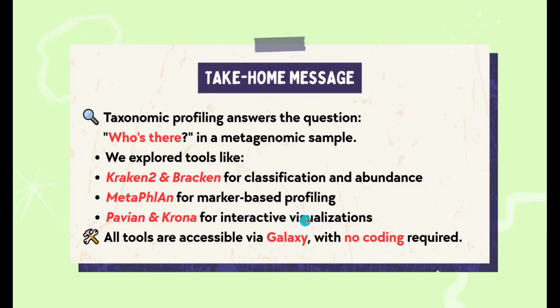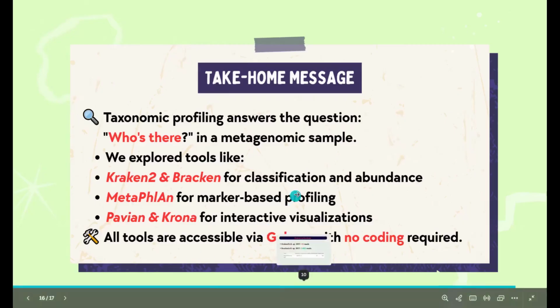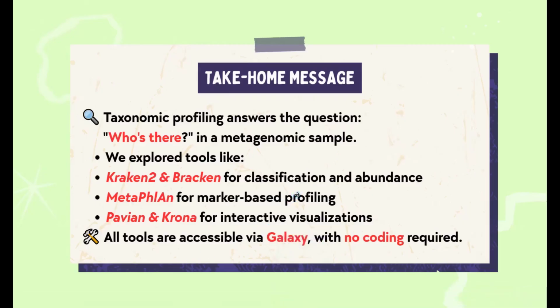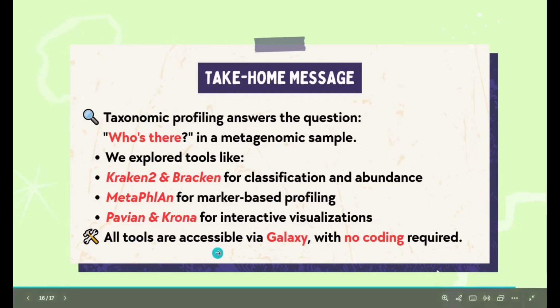Finally, we have discussed the important facts when it comes to choosing the right tool for taxonomic assignment. And then you already know now that using Kraken2, Bracken, MetaPhlAn, Pavian, and Krona, these tools work together to classify metagenomic reads, estimate microbial abundance, and visualize the microbial composition. Whether you are exploring a forest soil sample or gut microbiome data, these tools help you to translate raw sequencing reads into meaningful biological insights. And the best part, all the tools are accessible via Galaxy with no coding required.